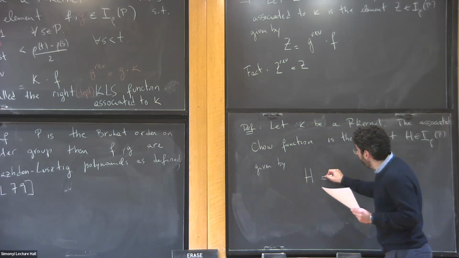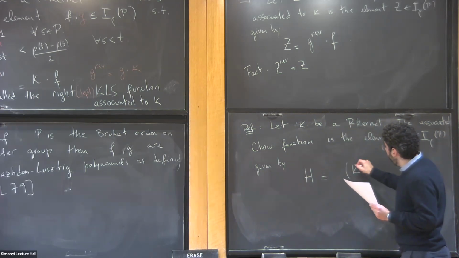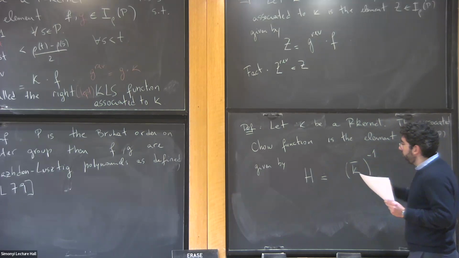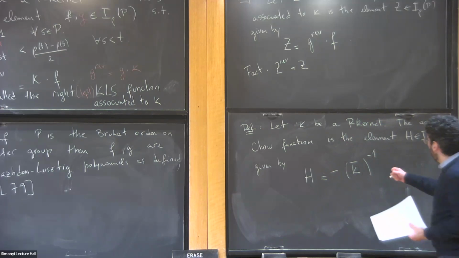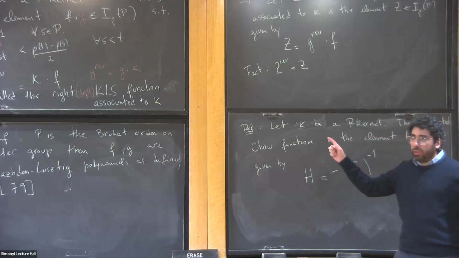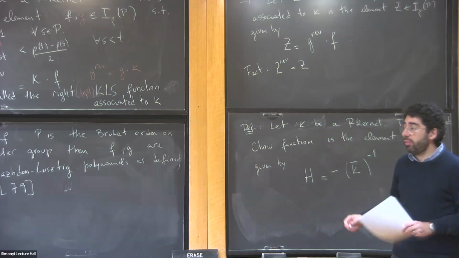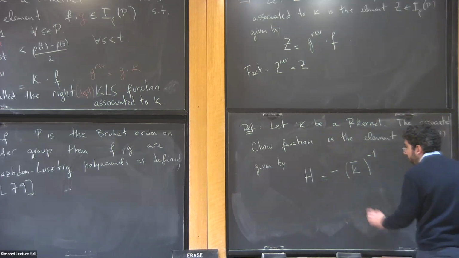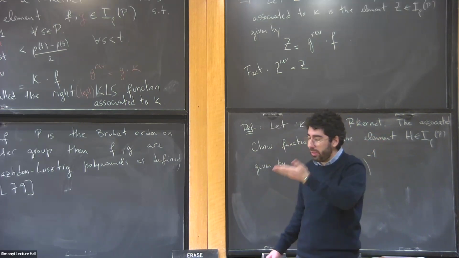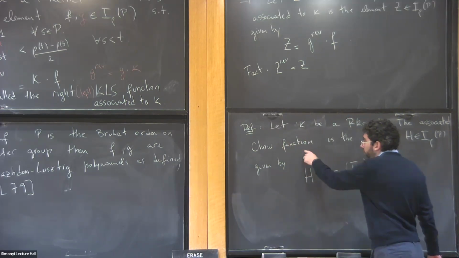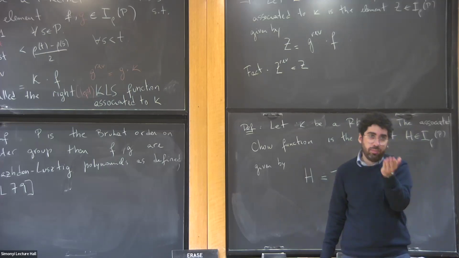H is defined as: take your kernel, reduce it, invert it. You can do that because it's invertible, since singleton intervals have -1s, and then change the sign. So if you think of the upper triangular matrices, what you're doing with this minus sign is guaranteeing that on the diagonal you will have 1s. So this says that the Chow function at intervals S, S will be 1.